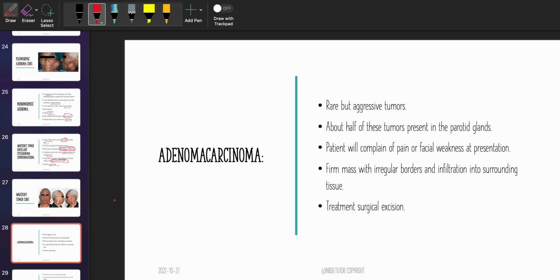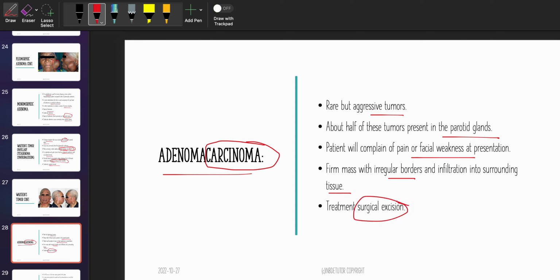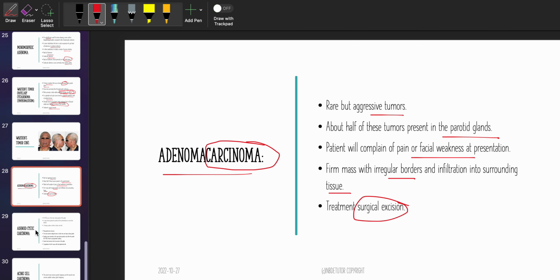Now, the next one we're going to talk about is adenocarcinoma. Any term that ends with carcinoma means it is aggressive. It is malignant, or sarcoma. It is a rare but aggressive tumor. About half of these tumors present in the parotid gland. The patient will complain of pain or facial weakness at presentation. It is a firm mass with irregular borders and infiltration into surrounding tissue. Treatment is surgical excision. Because it is a carcinoma, it is aggressive, so it has to be surgical excision.